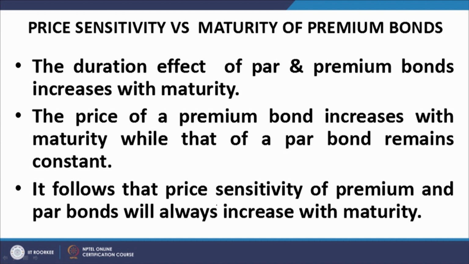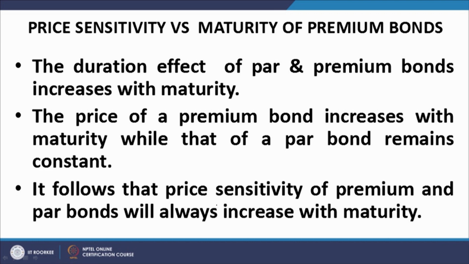The duration effect for par and premium bonds increases with maturity. Let us examine the price sensitivity with reference to maturity. The duration effect of par and premium bonds increases with maturity. The price of a premium bond increases with maturity, and the price of a par bond remains unchanged with maturity. In other words, if there is a bond quoting at par and its maturity is 5 years, and if its maturity is increased to 20 years, it will still be sold at par. So, that is the important thing. In the case of a premium bond, the premium increases with maturity.